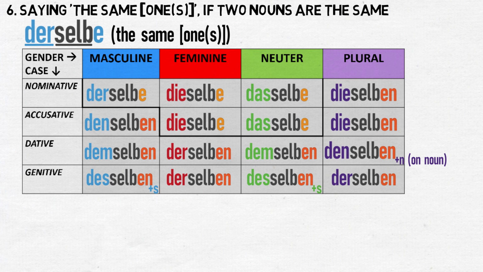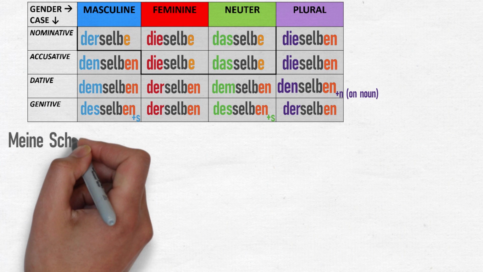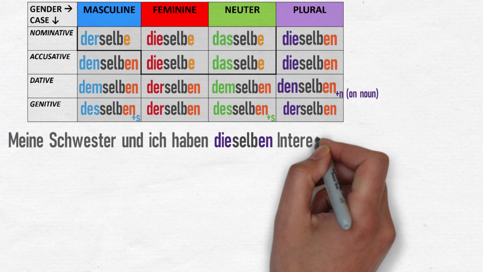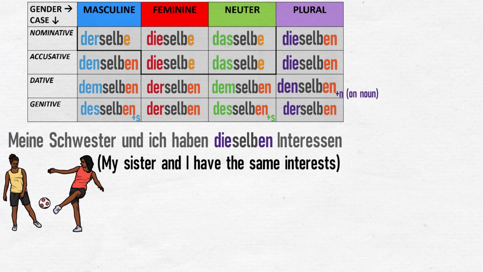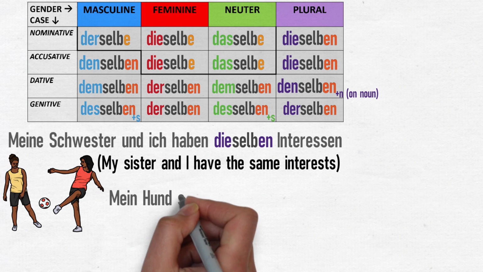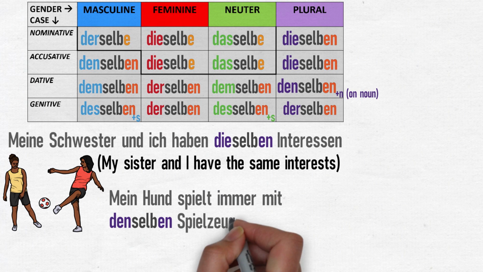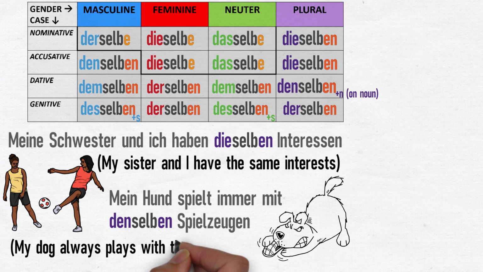Here are some examples. Meine Schwester und ich haben dieselben Interessen. My sister and I have the same interests. Mein Hund spielt immer mit denselben Spielzeugen. My dog always plays with the same toys.